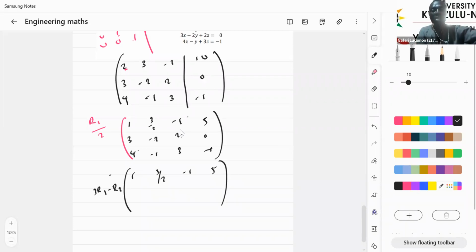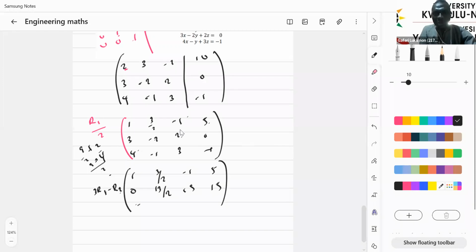Then you have 3 times 1. That will give you 3. 3 minus 3, this is going to give me 0. Then 3 times 3 over 2, that will give me 9 over 2. 9 over 2 minus 2. That is plus 2. Then you have 9 over 2 plus 2. Then if you find the LCM, you have 2, 9 plus what? 4. That's going to be 13 over 2. You understand now? Okay, likewise, 3 times minus 1, that's going to be minus 3. Minus 3 minus 2, that's going to give me minus 5. 3 times 5, 15. 15 minus 0, that is 15. I hope you understand how we obtain this.